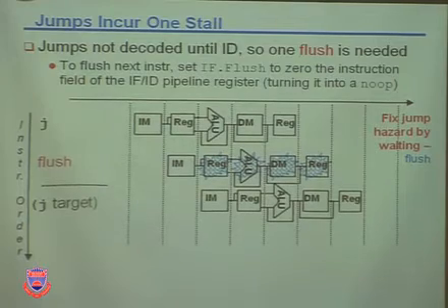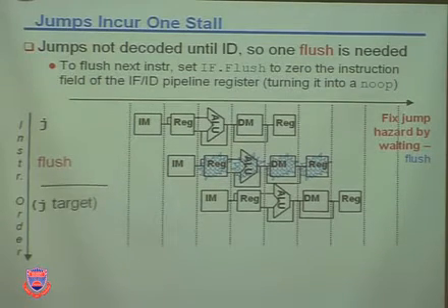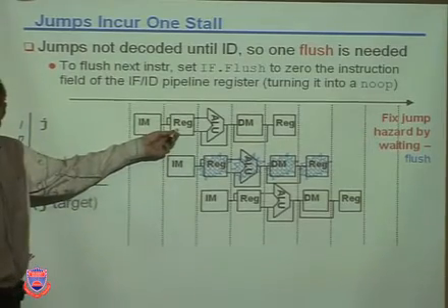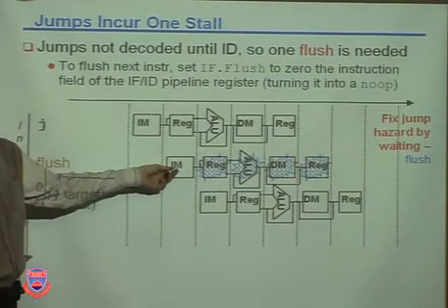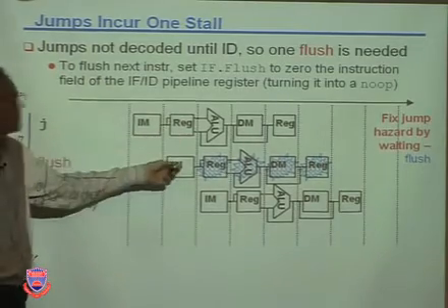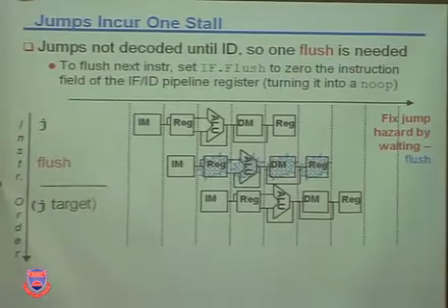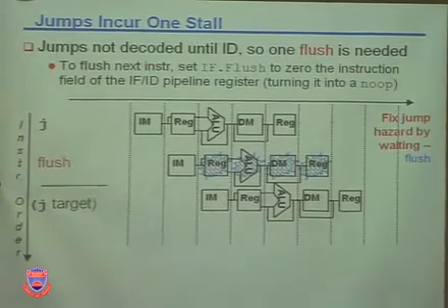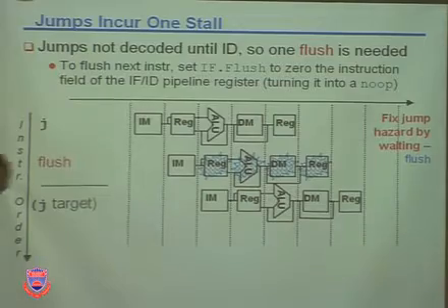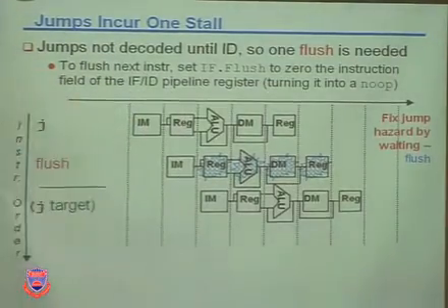Okay, now jumps incur 1 stall. Jumps are not decoded until the decode stage, right? So fetch it, decode it, and figure out that it's a jump. The problem is you've already fetched the next instruction. Or as you're decoding and figuring out it's a jump, you're also fetching the next instruction. So even though this says jump and go somewhere else, whatever this is got fetched. And we definitely don't want to execute it ever. So we've got to flush it. So whatever you fetched here, you've got to kill it. You've got to flush it.